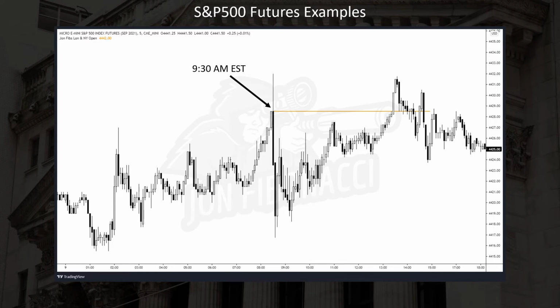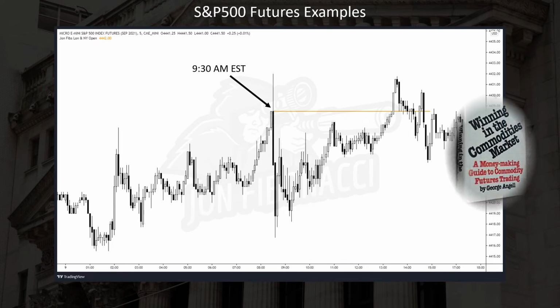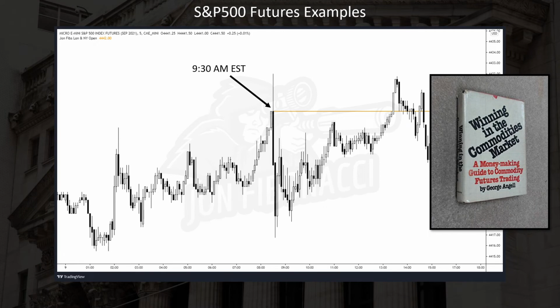All right. But I can give you a little bit more context as far as what actually happened on this day, in my opinion. So this is going to be my interpretation of what happened on this particular day. All right, so I've told you guys about this before. Winning in the Commodities Market by George Angell. It was written or published in 1979. And I know there's other educators online who talk about market manipulation, stop hunts, stop raids, and all of that.